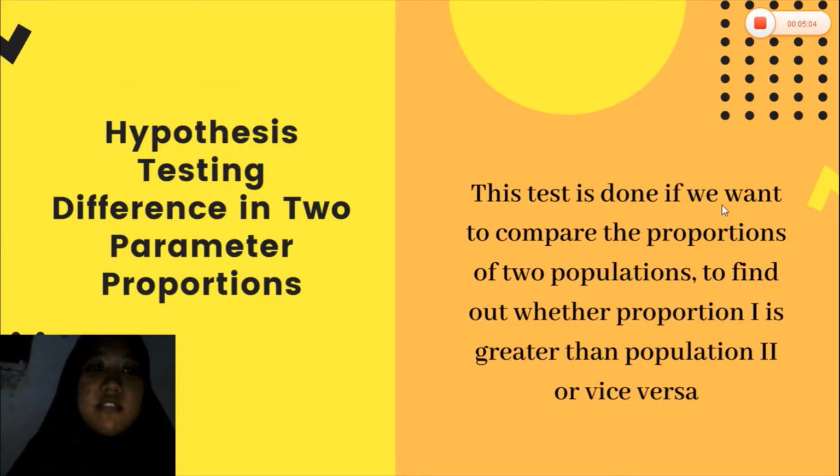Hypothesis testing of the difference between proportion parameters. The test is done if we want to compare the proportions of two populations to find out whether proportion 1 is greater than proportion 2 or vice versa.